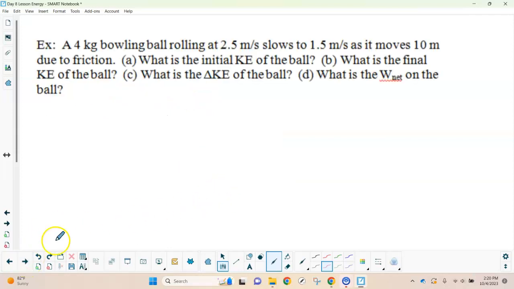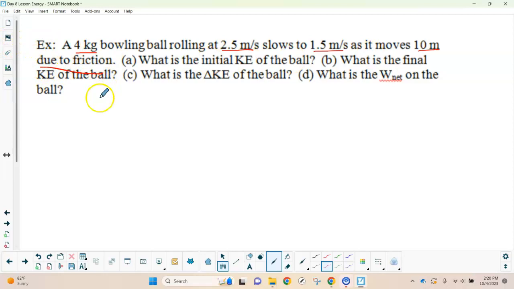Okay. So let's try this problem. This is, I think, the last thing that we're going to do on this video. It says a 4-kilogram bowling ball rolls at 2.5 meters per second. It slows to 1.5 meters per second as it moves 10 meters due to friction.